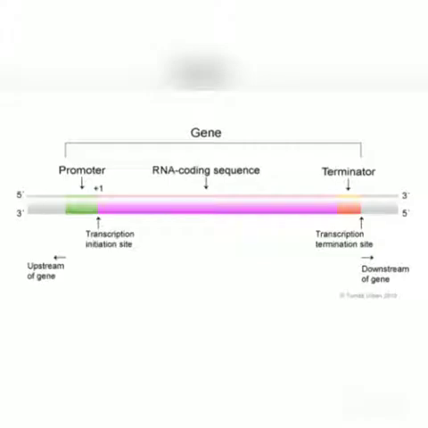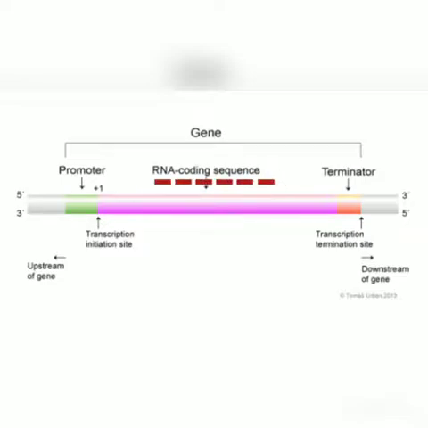Okay, now the region which is close to 5 prime is known as the upstream, and the region which is close to 3 prime is known as the downstream region. So here we can say that the promoter region lies at the upstream region of the coding sequence, and the terminator region lies at the downstream of the coding sequence.